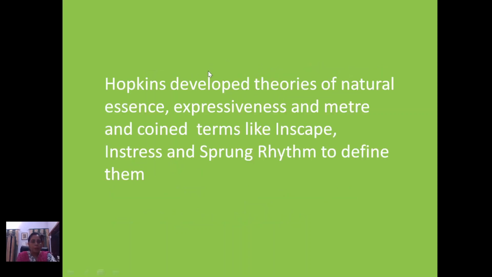To start with, Hopkins, you have in your course also a poem by Hopkins, Spring and Fall. So he developed theories of natural essence, expressiveness and meter. So the way a person expresses oneself and in which meter it should be written. These are the things which Hopkins himself developed, and he coined the terms, and coining the term means he himself framed these words like inscape, instress and sprung rhythm to define them. So these three terms are framed by Hopkins himself.